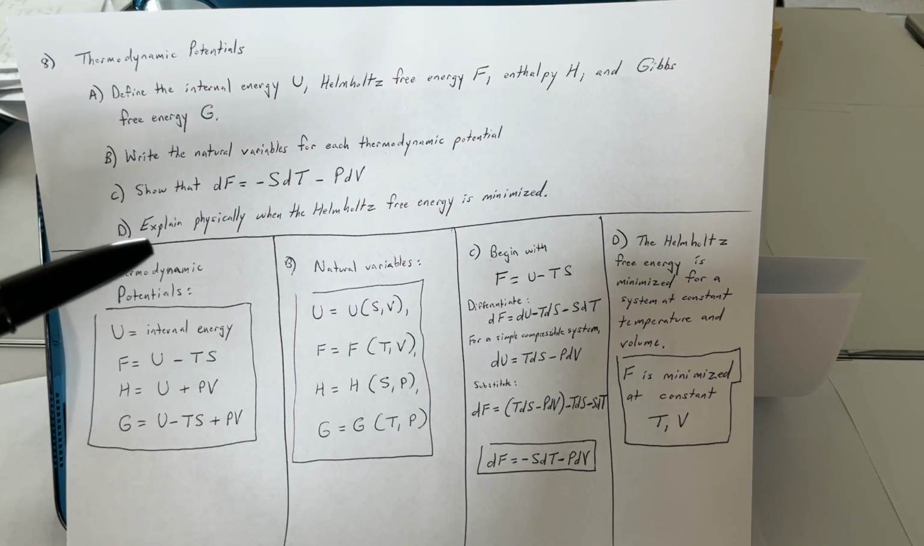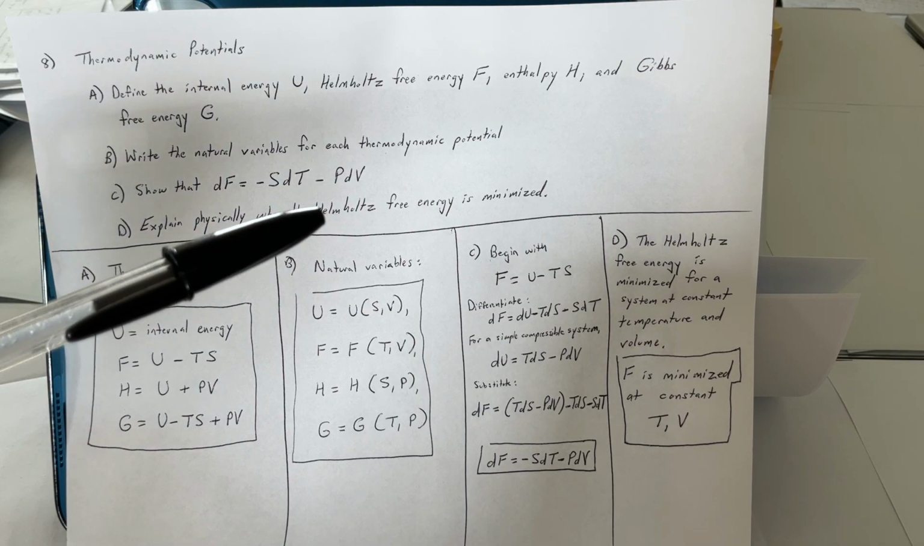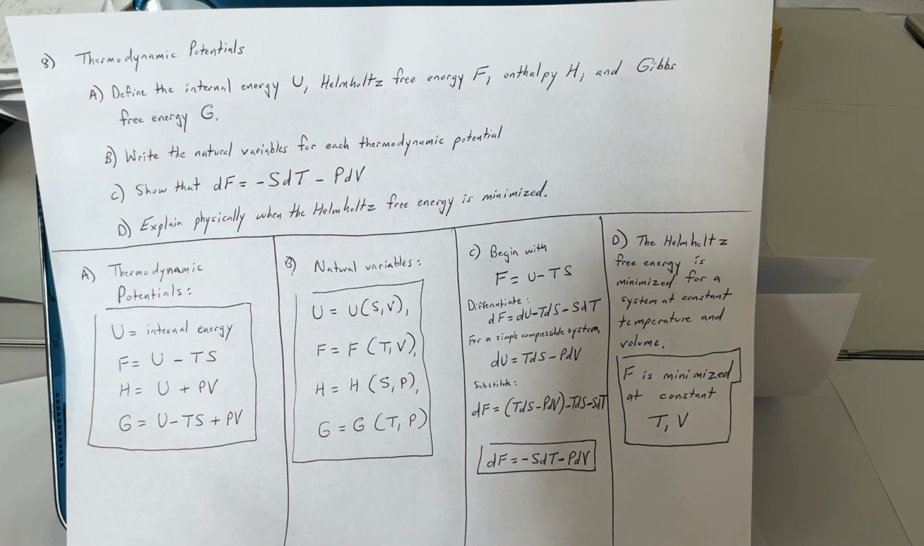D. Explain physically when the Helmholtz free energy is minimized. For D, the Helmholtz free energy is minimized for a system at constant temperature and volume. So that takes care of number 8, and now we can move along to number 9.